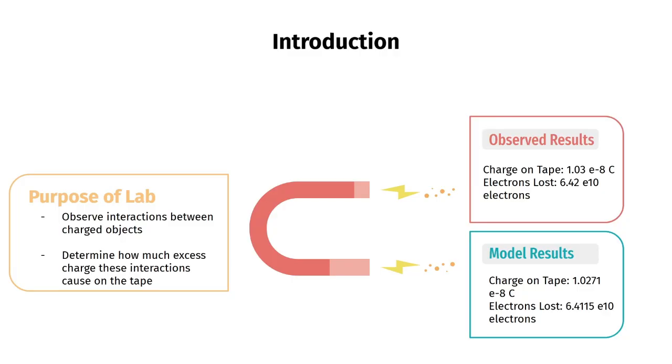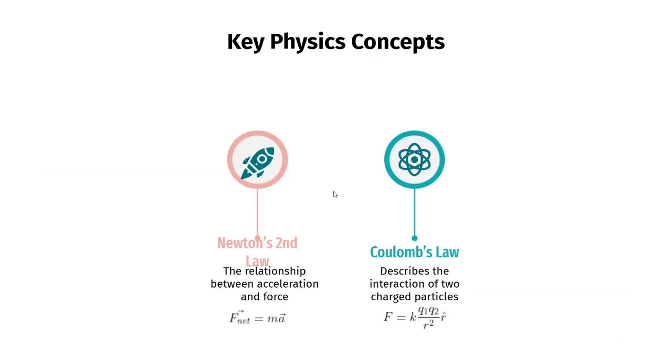From there, we were able to calculate the charge, and I found that charge to be 1.03 times 10 to the 8th coulombs. This number is also consistent with our model, and the amount of electrons lost were also pretty consistent, with 6.42 times 10 to the 10th electrons for our observation and 6.41 times 10 to the 10th electrons for our model. Now, two key physics concepts to know would be Newton's second law and Coulomb's law.